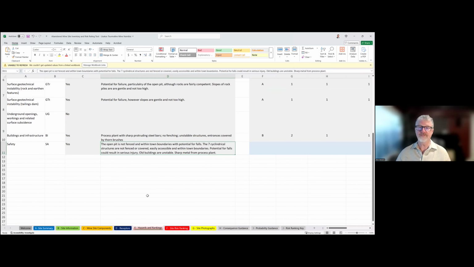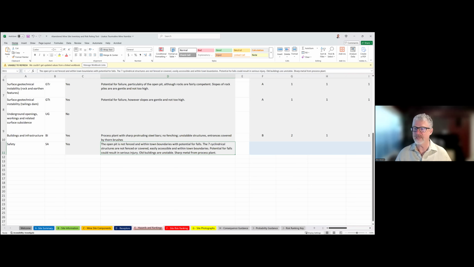Excuse me, this is for safety. So on safety issues, yes, there are safety issues. The open pit is not fenced and within town boundaries with potential for falls. There's the 7 cylindrical structures. They're not fenced or covered. They're easily accessible within town boundaries. There's potential for falls that could result in serious injury. And then there's old buildings that are unstable with sharp metal coming out of some of the process plant buildings.